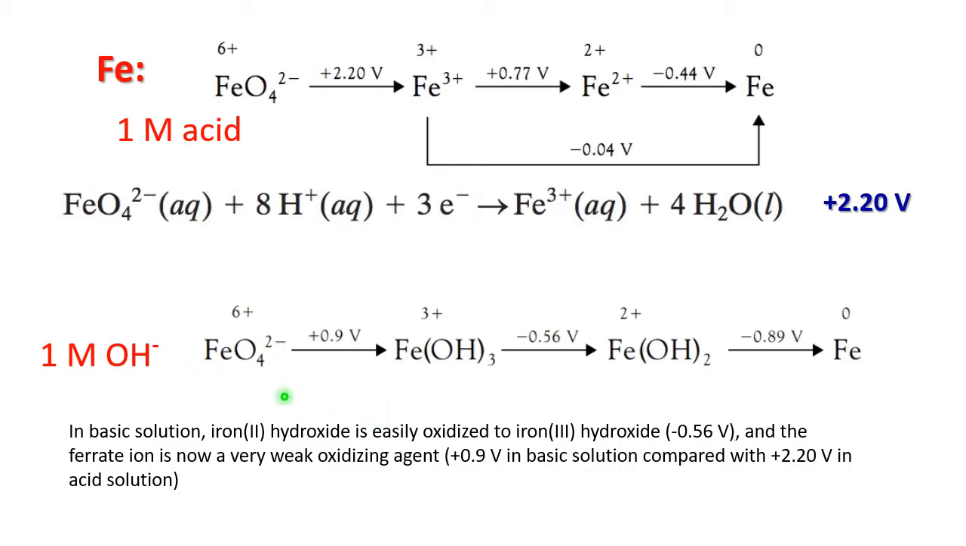In basic solution, it's much different. You have still an oxidation reaction, FeO4 2- still a strong oxidizer, but much weaker than it was. Fe3+ is no more an oxidizer. Actually, it will be Fe(OH)2 going to Fe(OH)3. And this number is far more negative. So everything is coming to more negative numbers. It's very helpful because you can write all these numbers as a scheme and then just play with them mostly without any calculations.